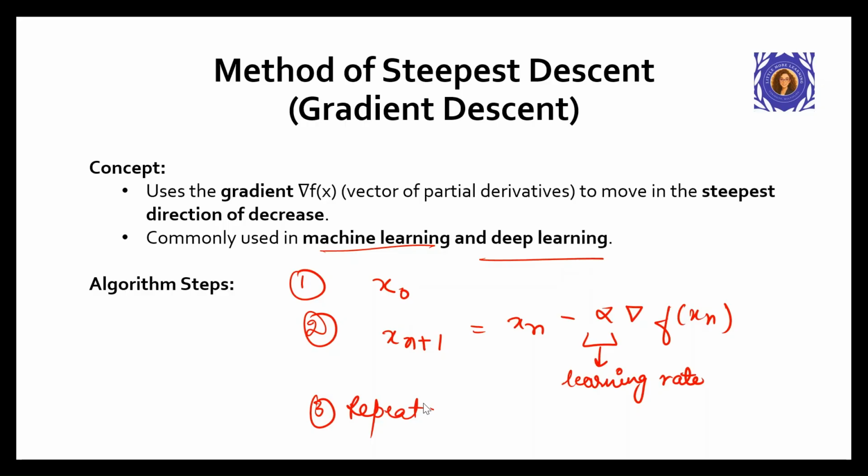Advantages are that it works for high dimensional problems, and it is very simple and widely used in AI/ML. Disadvantages include that it can be slow if alpha, that is our learning rate or step size, is not chosen well, and it may oscillate or get stuck in local minima.